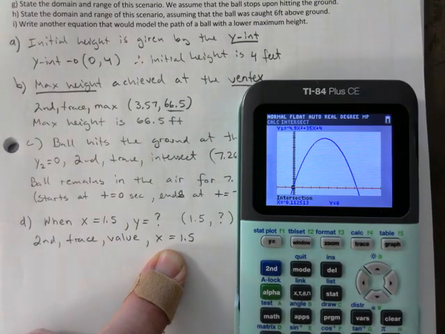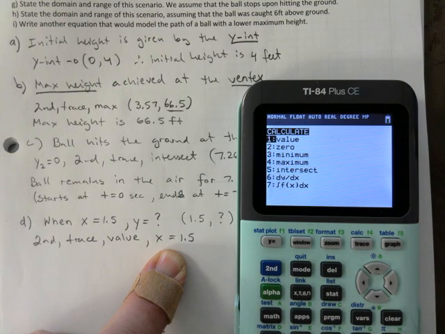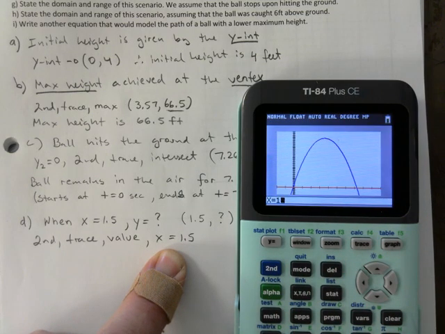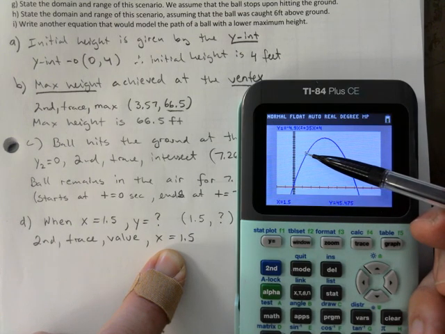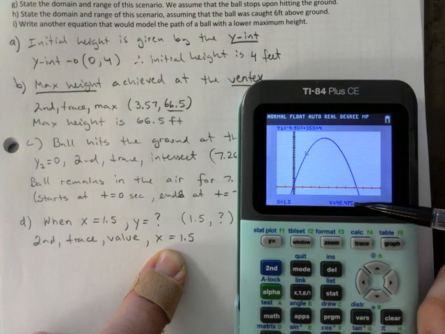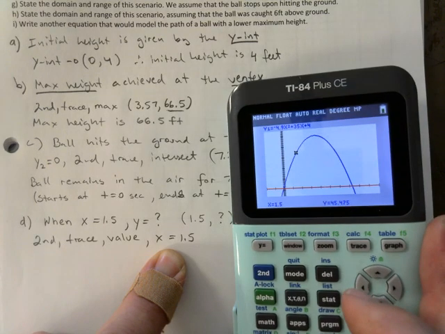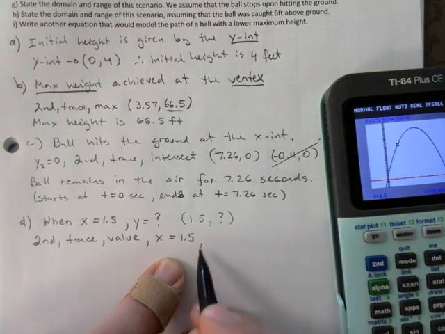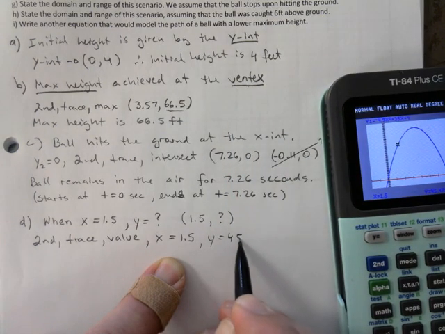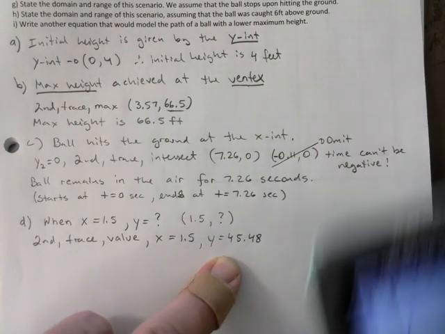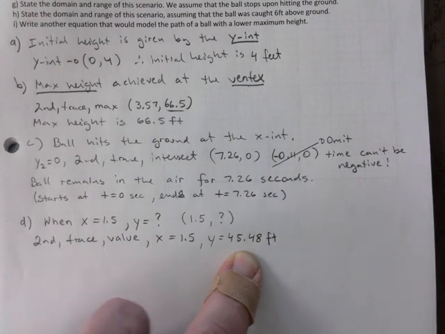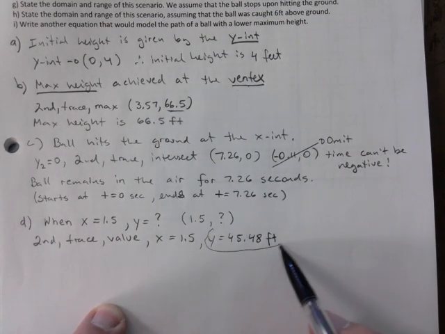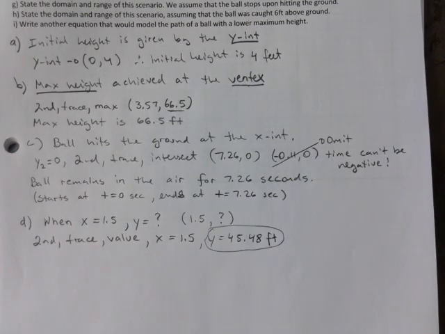So let's do that. Second trace value, so I hit enter. That's 1.5. And watch, it stops right there. When x is equal to 1.5, y is equal to 45.48. Okay, that's rounded. So we just go comma, 45.48. And you know the beauty of this? If you just add a unit here, I will give you full marks. You're saying this is the answer: the ball is at 45.48 feet after 1.5 seconds.